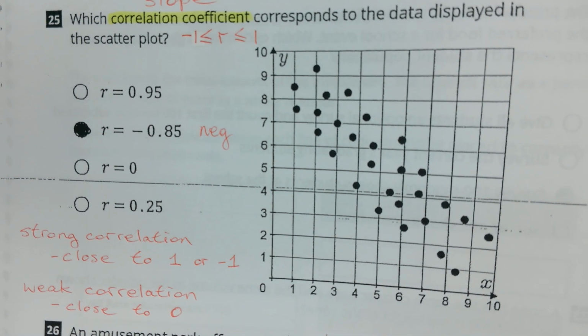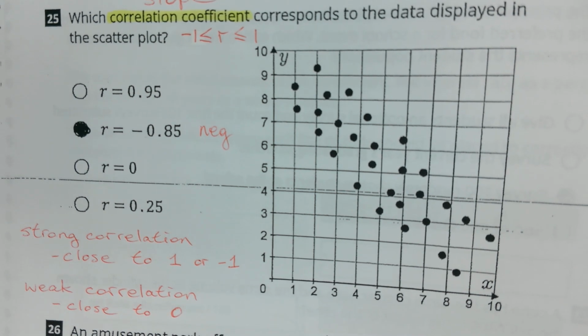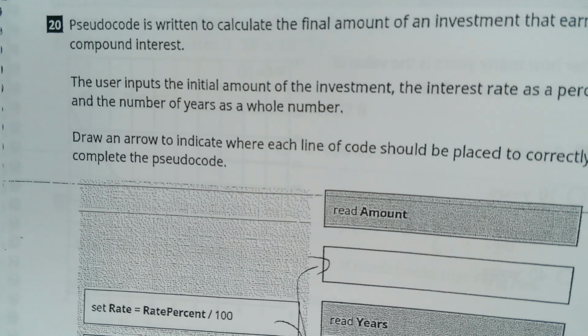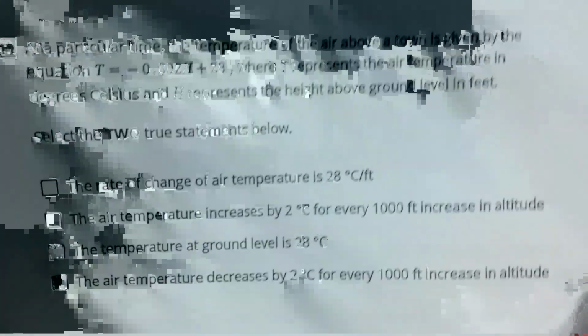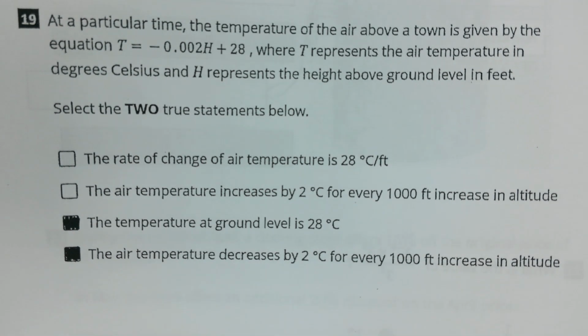Okay. Page 26, number 19. At a particular time, the temperature of the air above a town is given by the equation, where T represents the air temperature in Celsius and H represents the height above the ground in feet. Select 2 of the statements that are true.